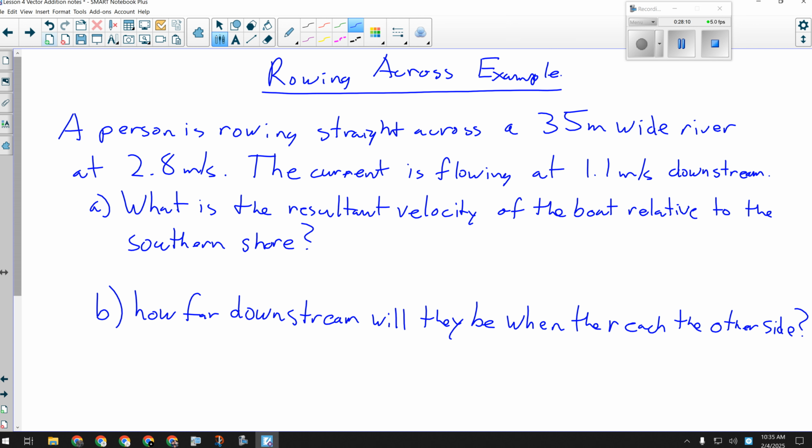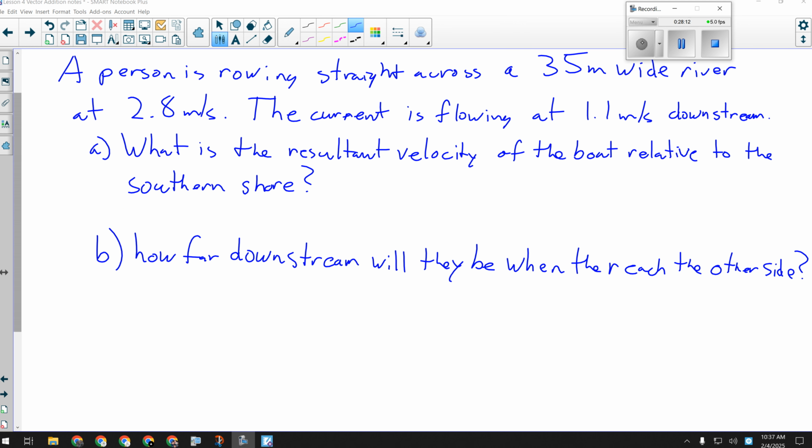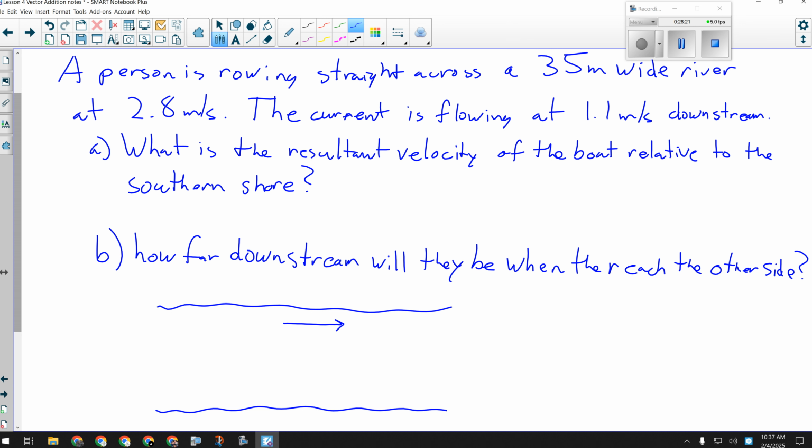Give you a minute to get that copied down. All right, so let's draw the diagram for this first. Okay, here's our river. Right, and we know that the current on this river is 1.1 meters per second downstream. And we know that the person can row at 2.8 meters per second. And they're rowing straight across. That means that if I had a drone watching this from above, what I would see is a boat moving diagonally across and down the river.